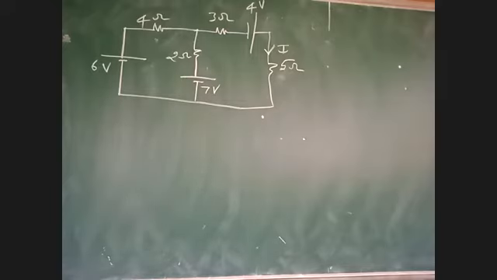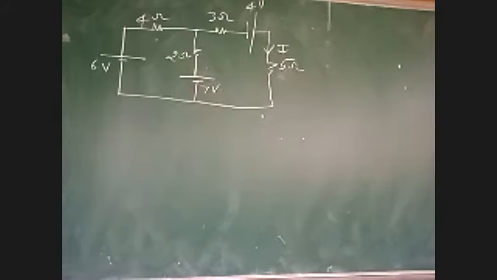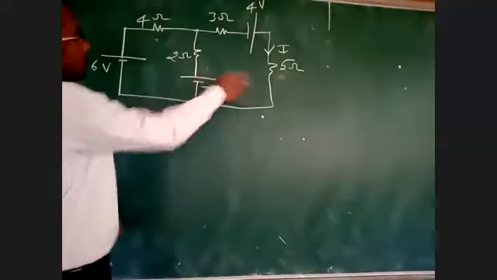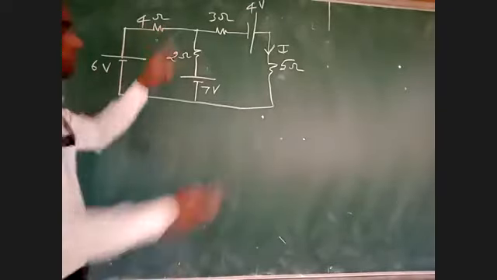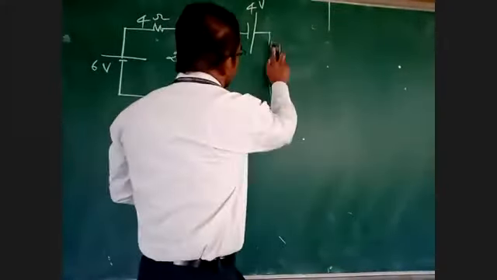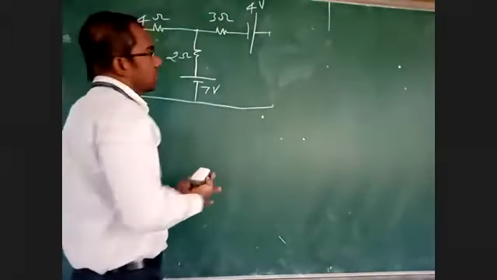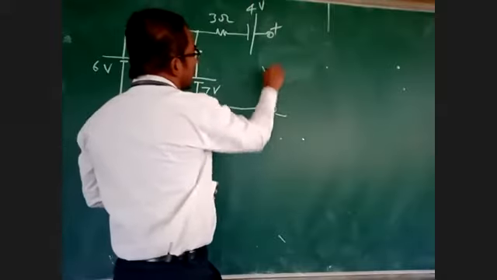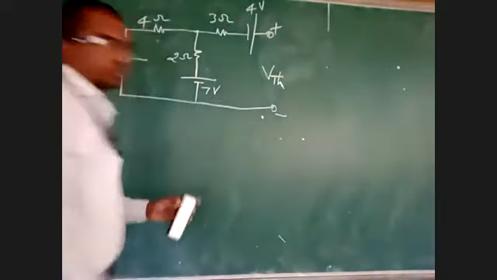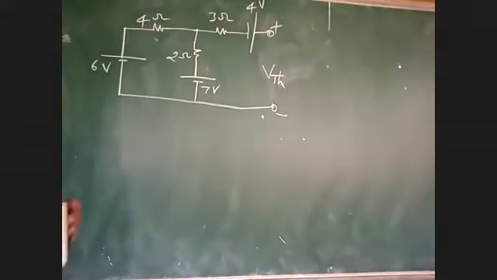Okay, what is your first step? Have you drawn? Remove the resistance and write VTH for open circuit. You have to remove this resistance, 5 ohms. Suppose if they ask for 4 ohms, we'll remove this 4 ohms and write VTH here. But he is asking us to determine the current in 5 ohms. Remove this and write down VTH.